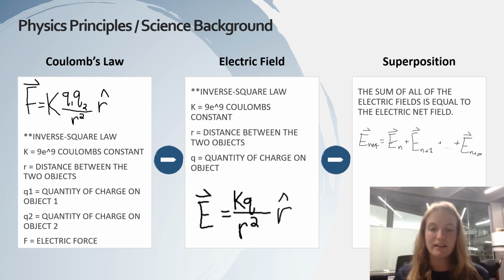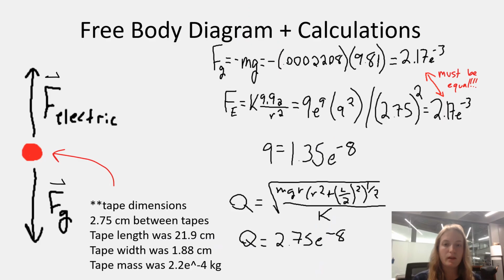Alrighty, so like I just stated, up here on the right, we're going to use superposition, which is the sum of all electric fields, which is equal to the net electric field. And then we need to know how to calculate the electric field of each segment of the piece of tape. So this is an inverse square law that uses the K constant, the position of the charges, and the quantity of charge on the object. And then we're also going to need Coulomb's law, which calculates the force of the quantity of charges on each object versus each other.